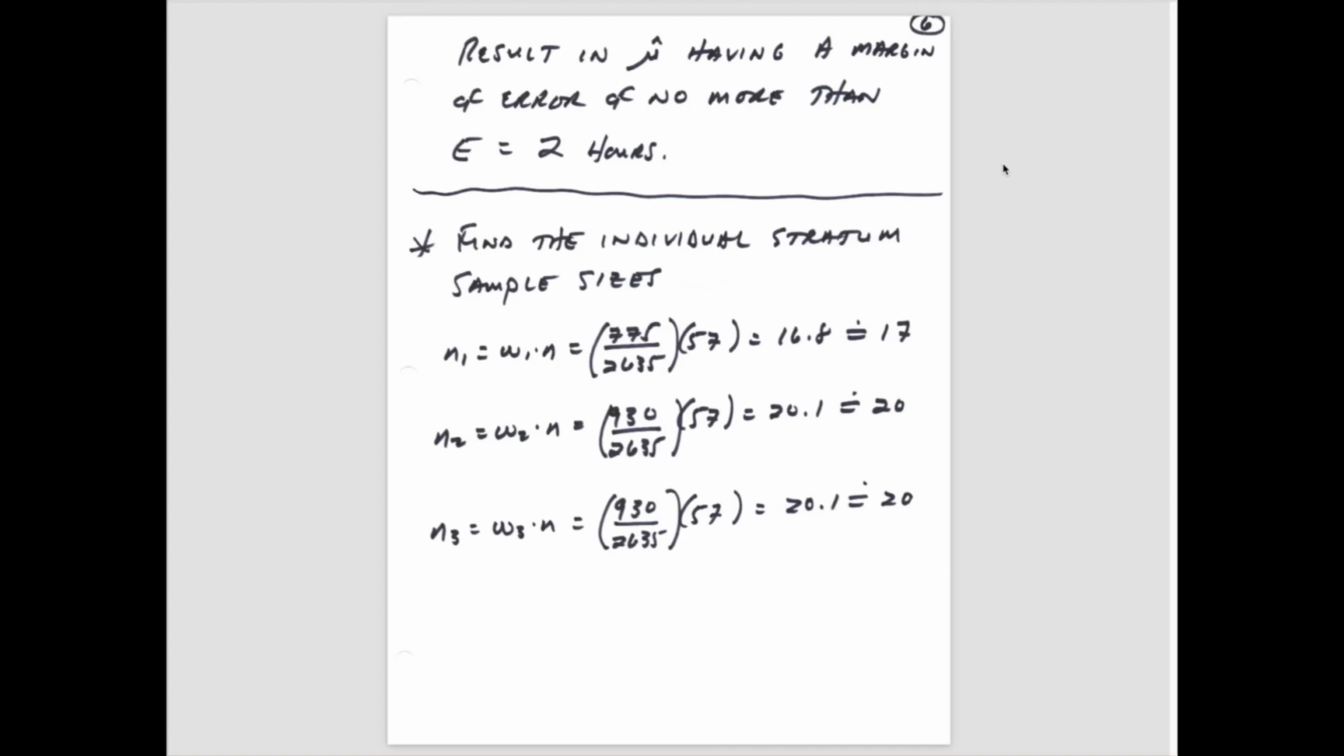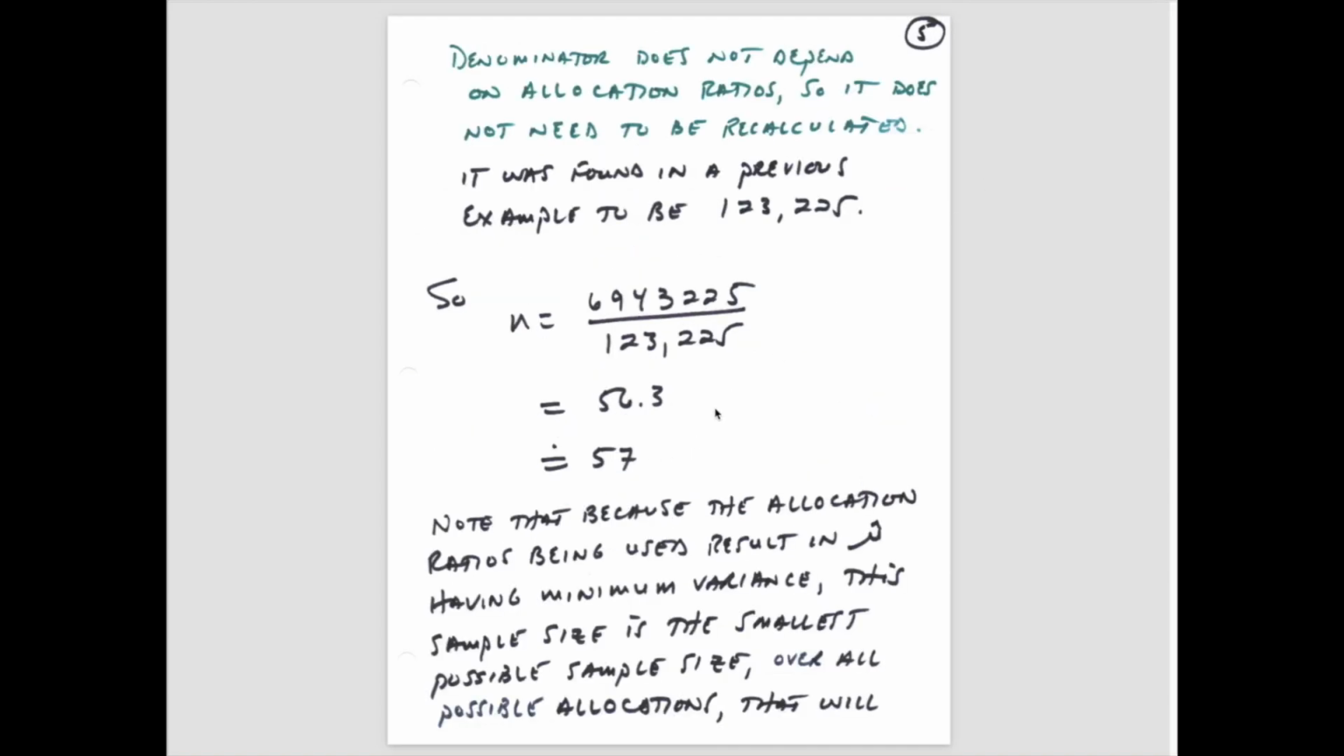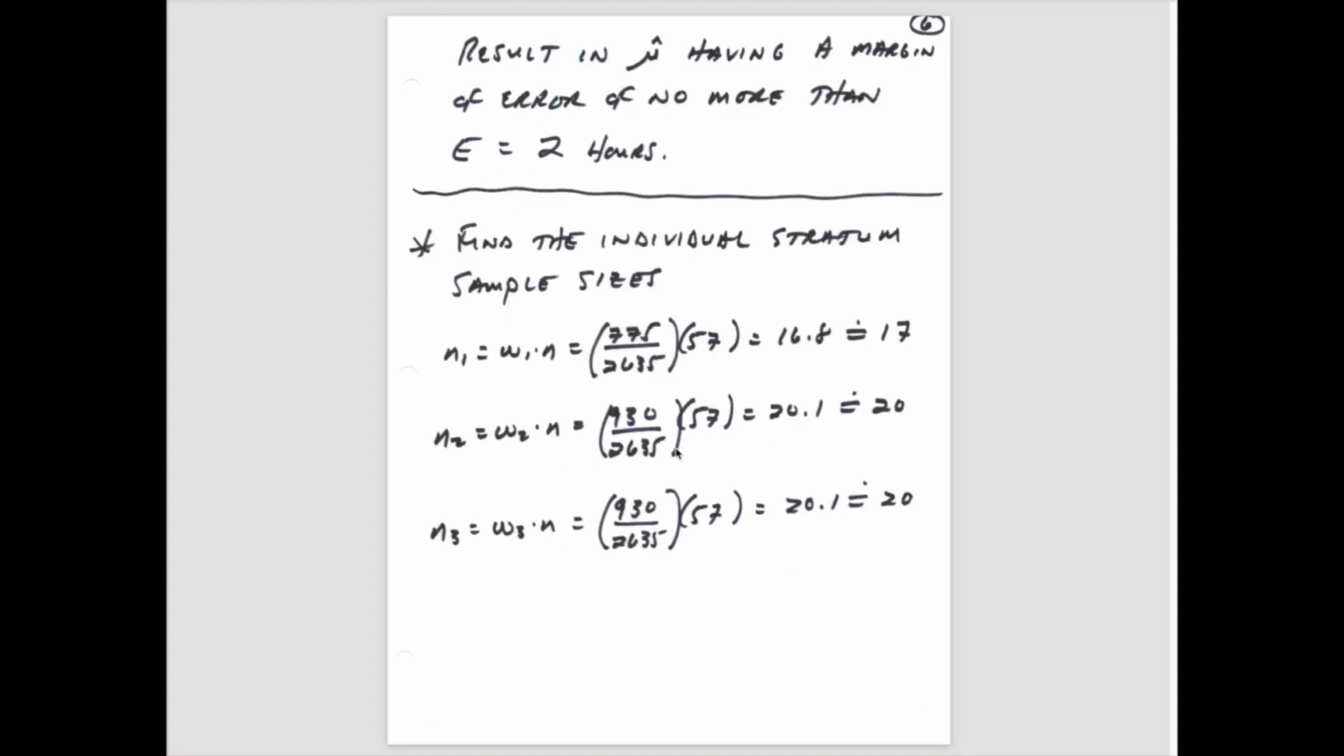Okay, so if we take that 57, that rounded value, not rounded, but bumped up sample size, and apply these allocation ratios, we get stratum sample sizes of 16.8 for stratum 1, 20.1 for strata 2 and 3. And then we might, for example, round these to the closest integer, so we could use 17 observations from stratum 1, 20 observations from each of strata 2 and 3.